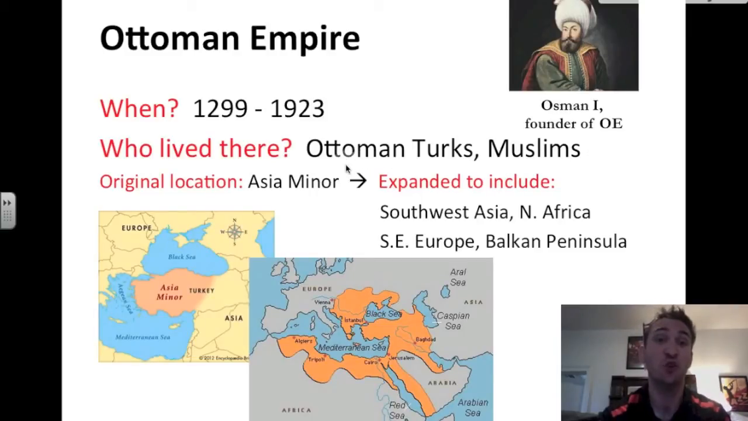The original location of the Ottoman Empire was in a small territory known as Asia Minor, shown right here in present-day Turkey. However, at its height, the Ottoman Empire expanded to include Southwest Asia, North Africa, Southeast Europe, and the Balkan Peninsula.